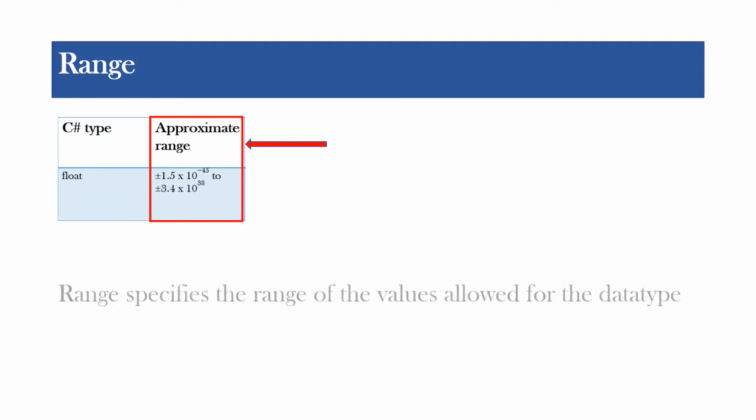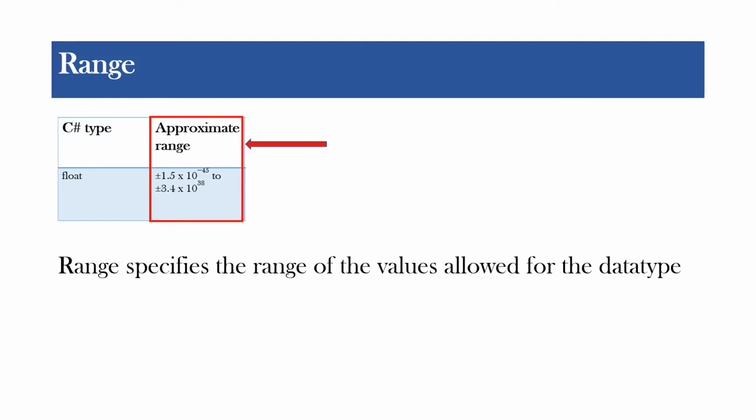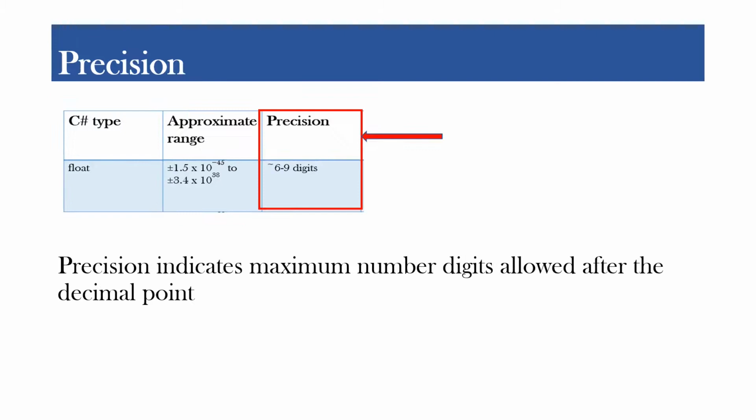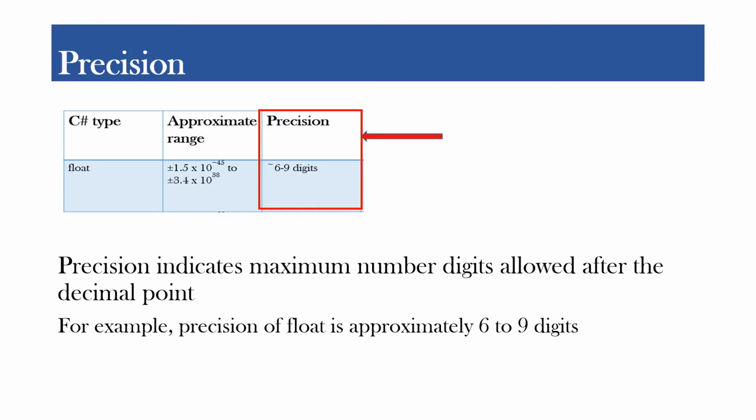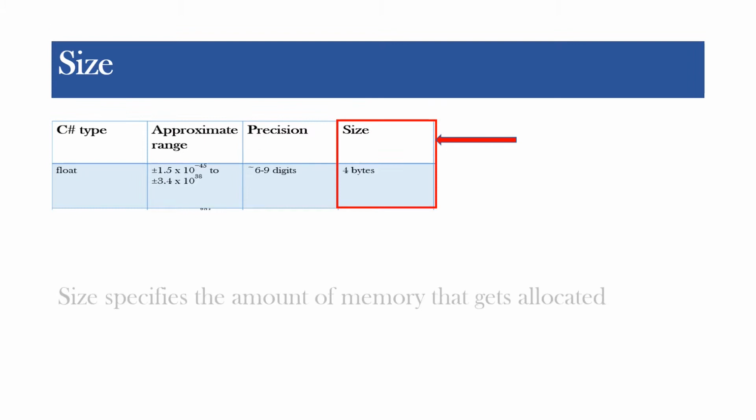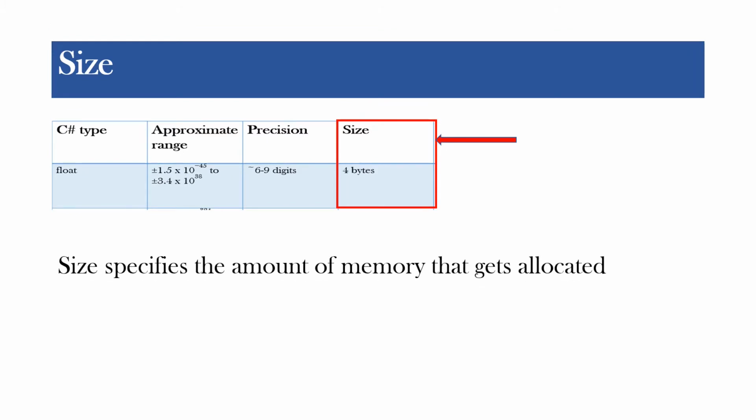Range of a data type tells us about the range of values allowed for that data type. The precision indicates how many digits are allowed after the decimal point. In case of float data type, the precision is approximately 6 to 9 digits. Size of a data type specifies the amount of memory that gets allocated. For example, in case of float, the size is 4 bytes.